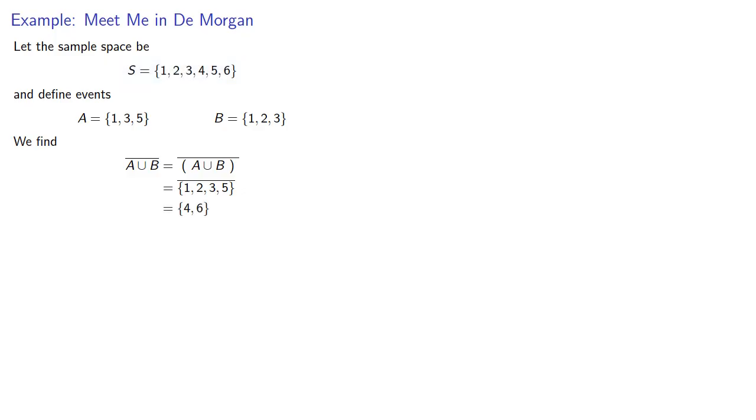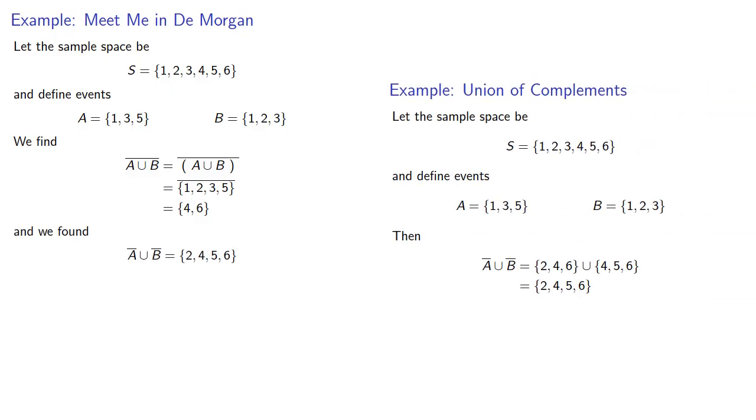And it's worth noting that if we didn't extend the complement bar over the entire A union B, if it was complement A union complement B, then that would be the set. And the important thing here is noting that depending on how that complement bar is split up, we will end up with different sets.